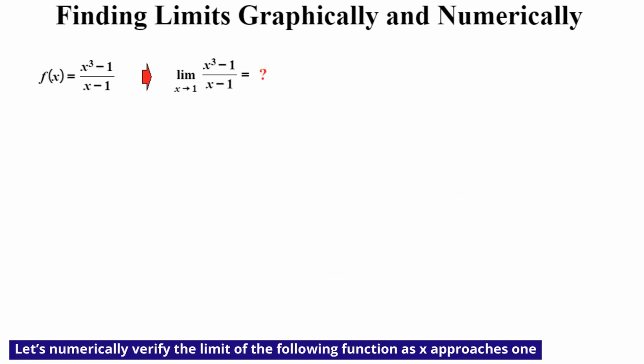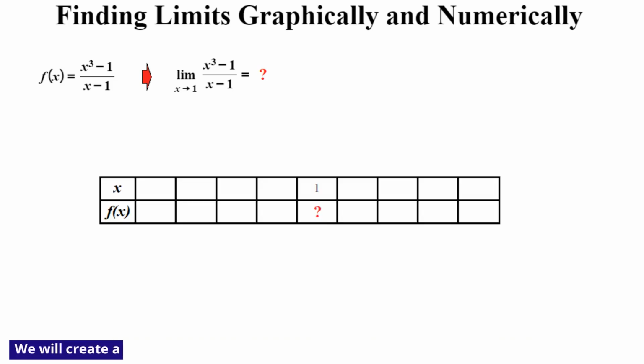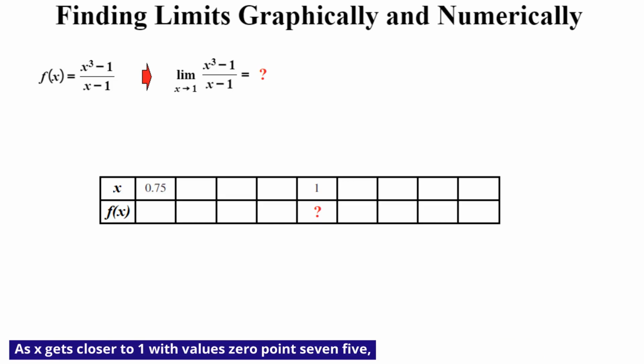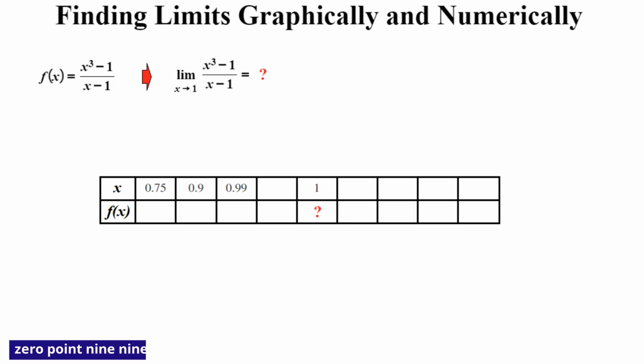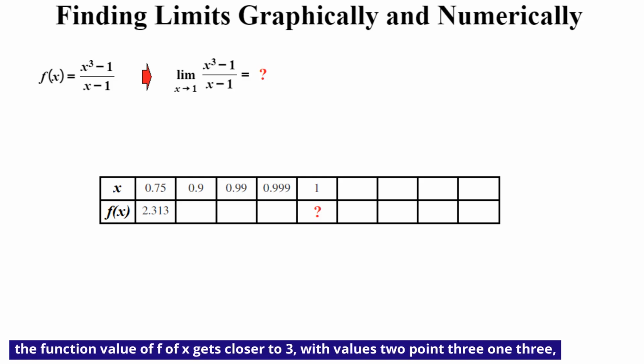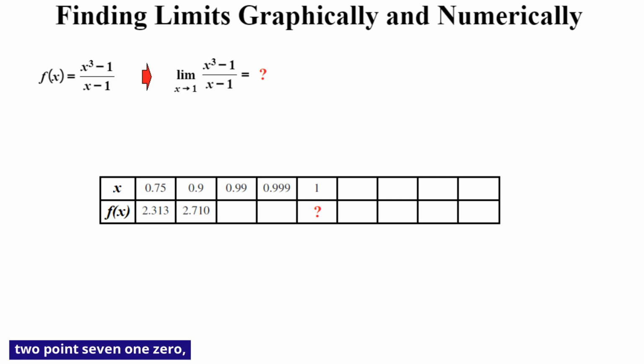Let's numerically verify the limit of the following function as x approaches 1. We will create a table. As x gets closer to 1 with values 0.75, 0.9, 0.99, and 0.999, the function value of f of x gets closer to 3 with values 2.313, 2.710, 2.970, and 2.997.